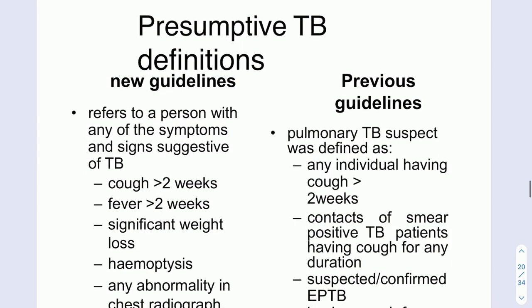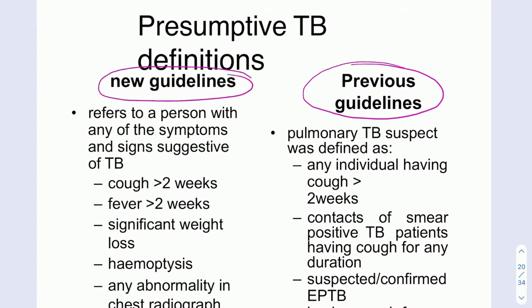Now let's talk about the presumptive TB definitions. Okay, we'll not talk about the previous guidelines, but I have just shown this for comparison. Now, about the new guideline, what is a presumptive TB case? A presumptive TB case refers to a person with any of the symptoms and signs suggestive of tuberculosis.